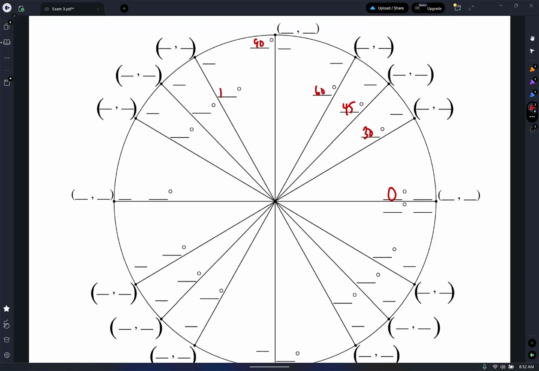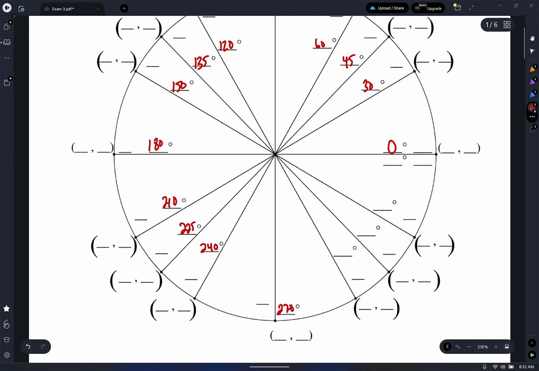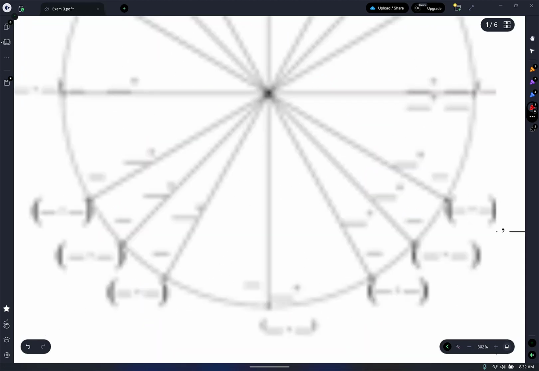What's the next one? 120, and then, perfect. 210, 225, 240, 270. Which one's this one? And there it is. And then some of you are leaving that one blank for some reason, but that's fine. I didn't take points off.